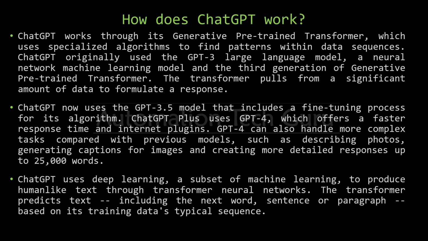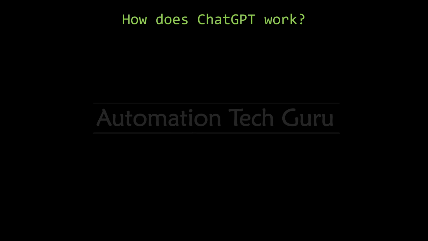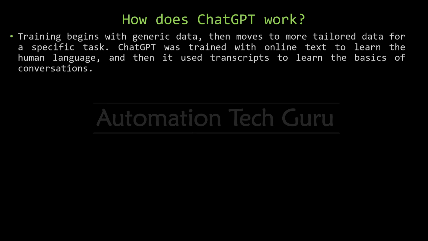ChatGPT uses deep learning, a subset of machine learning, to produce human-like text through transformer neural networks. The transformer predicts text, including the next word, sentence, or paragraph based on its training data's typical sequences. How does ChatGPT work?